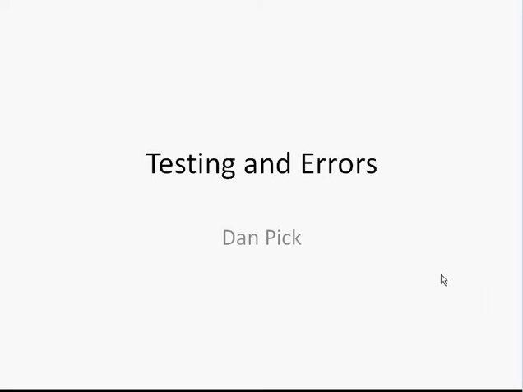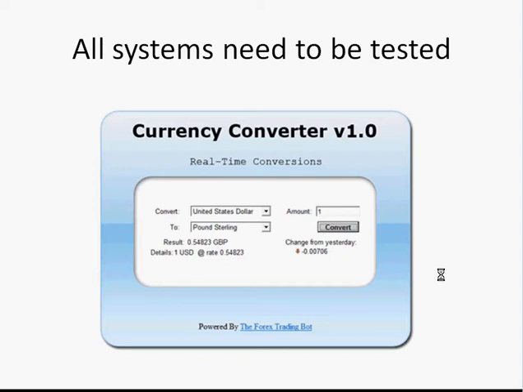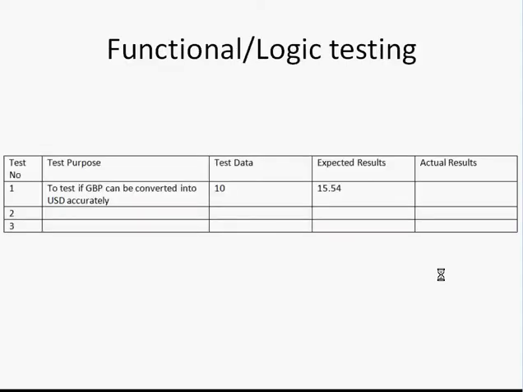So what do you need to know about testing and errors when it comes to programming? Well, all systems need to be tested. An example might be a program that converts dollars into pound sterling and vice versa. It needs to be thoroughly tested to make sure that accurate results are made before anybody can even use it. When you do your testing, you need to create what is called a test plan. And test plans have the following columns: test number, test purpose, test data, expected results, and actual results.